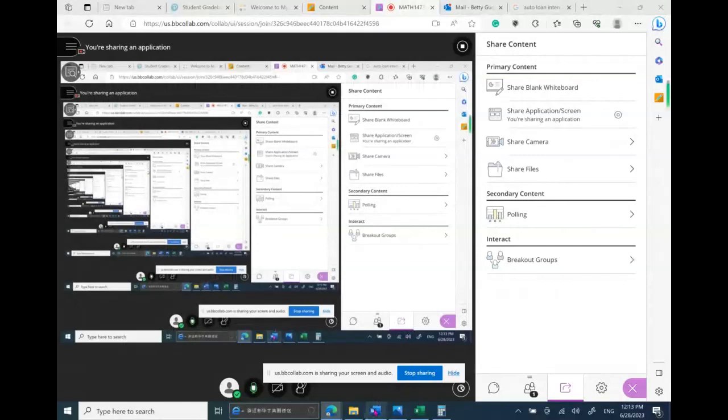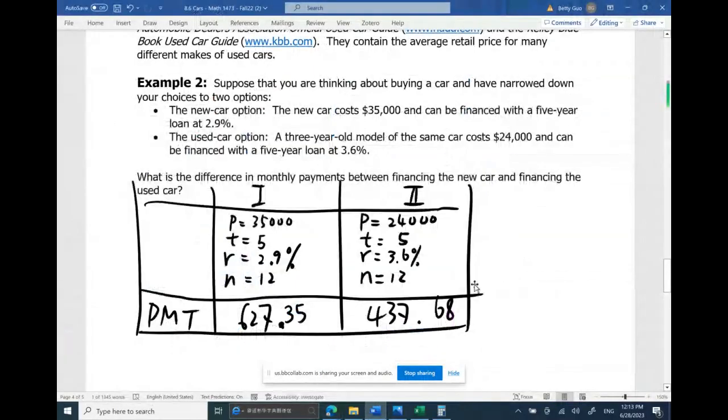Okay, so look at this table. We can compare the monthly payments. The first option is financing the new car. Same car, right? Same car. Just this one is new and this one is 3 years used.